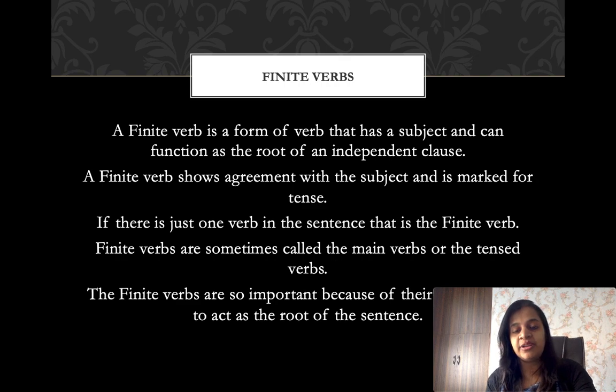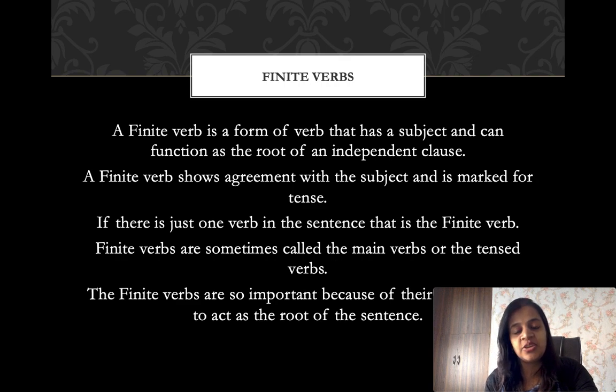तो finite verb जो है it's that form of verb which has the subject, and that's why it can function as the most important part of an independent clause. A finite verb shows agreement with the subject and is marked for tense. A finite verb जो है यहाँ पे हम subject verb agreement भी देखते हैं. It means the verb agrees with the subject.